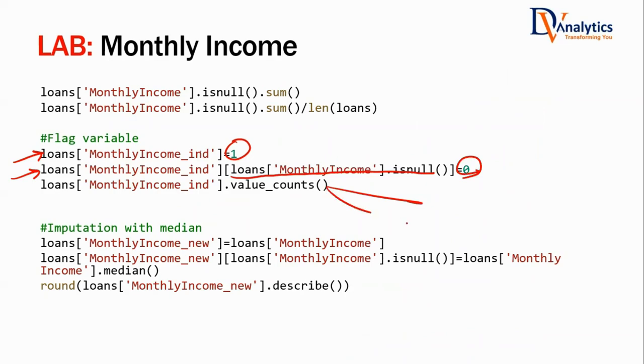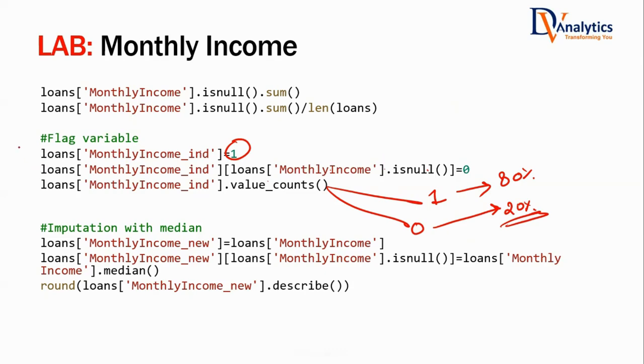So when you do value counts, how much percent will be 1? How much percent will be 0? Tell me in this example. Sir, 80% will be 1 and 20% will be 0. Exactly, 20% will be 0. Where are you doing that condition? If monthly income is null. Three lines of code. Is this clear? These three lines of code. Yes, sir.